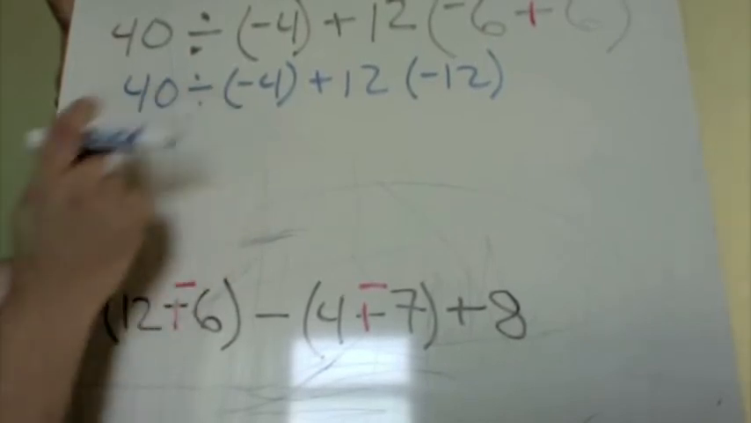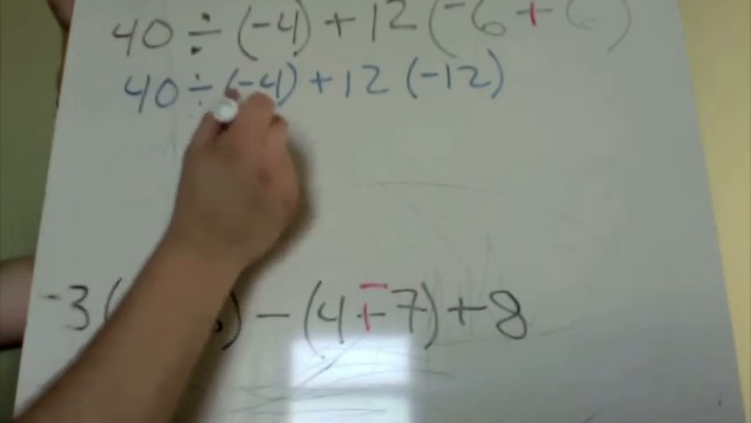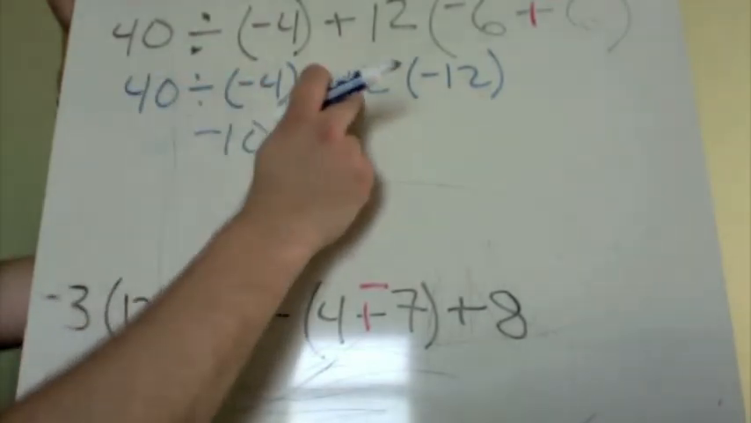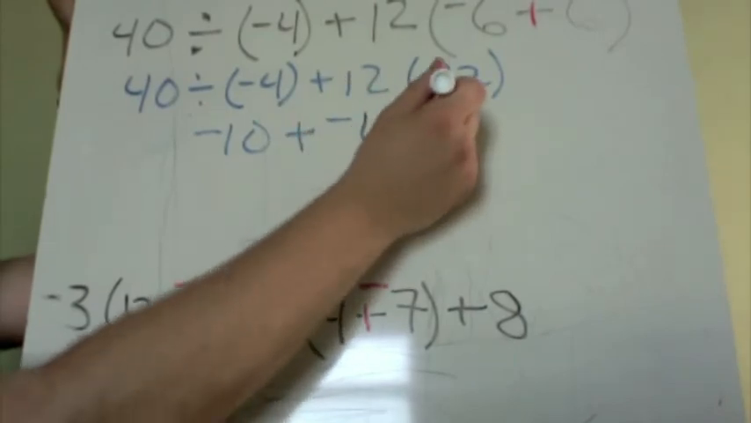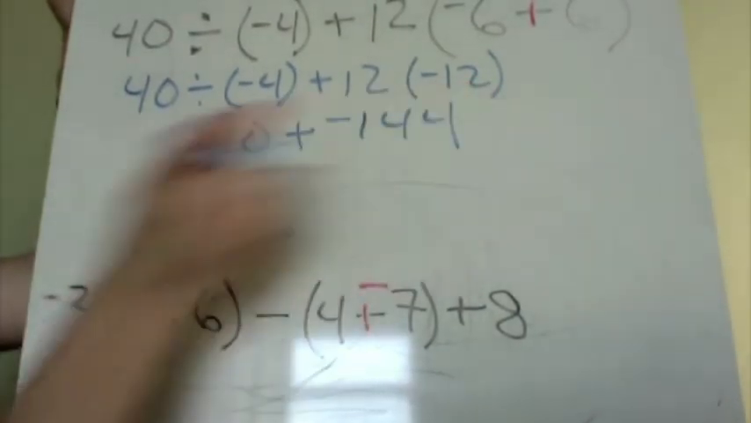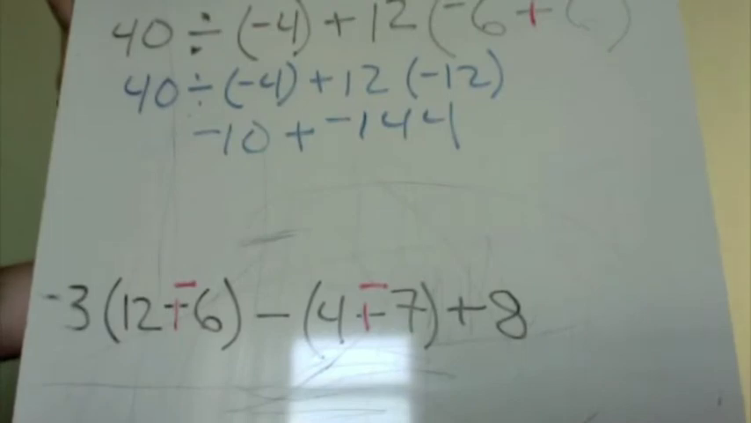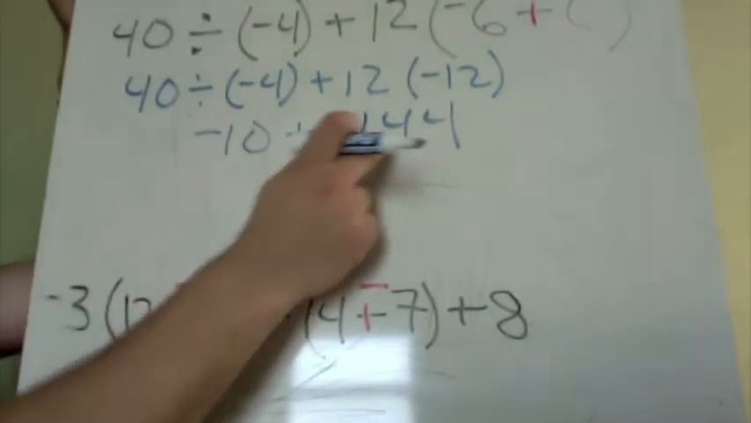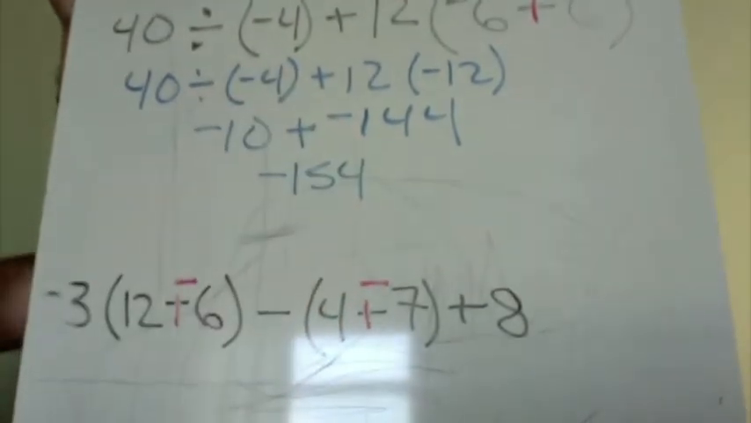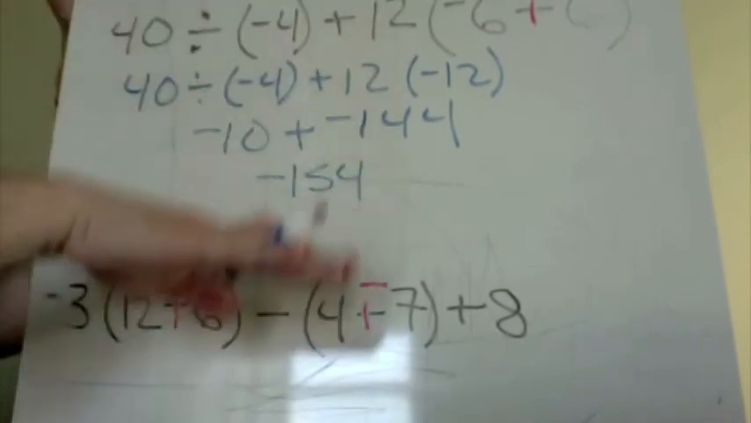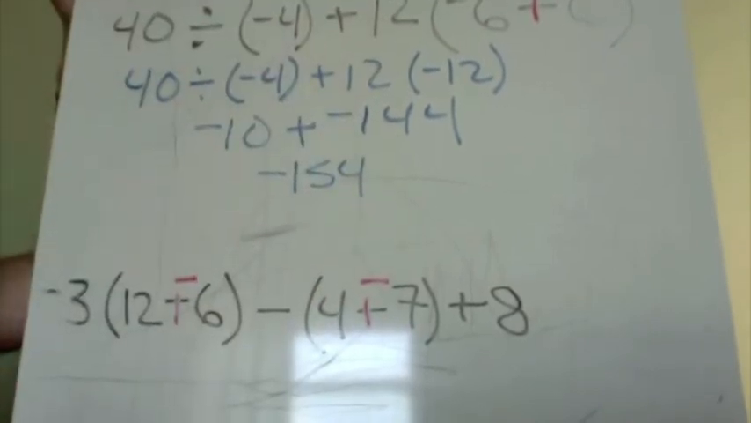So I go 40 divided by -4, -10, plus, continue on, 12 times -12, -144. Okay, done with all the multiplying and dividing. Next, I can add and subtract. -10 plus -144, -154. Now notice I did this problem working down without using any equal signs, so I don't accidentally turn anything into an equation.